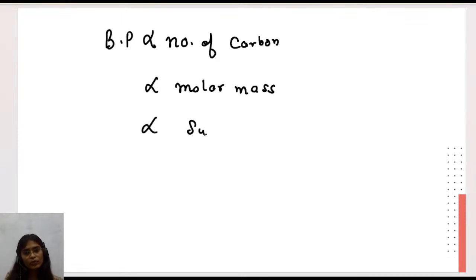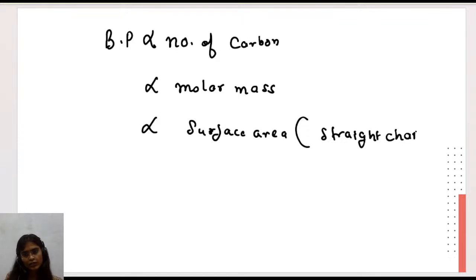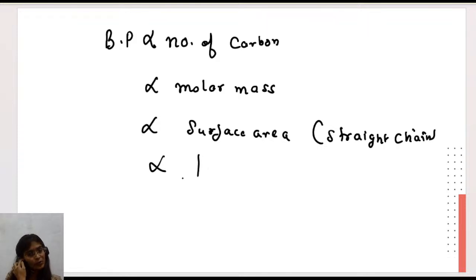It's directly proportional to the surface area. So in a bracket, let's write that it is a straight chain. If you are having a straight chain, it means straight chain there, and then it is inversely proportional to the branching.